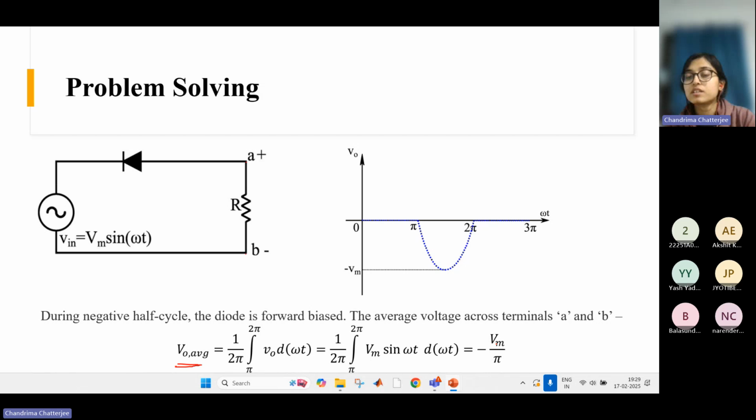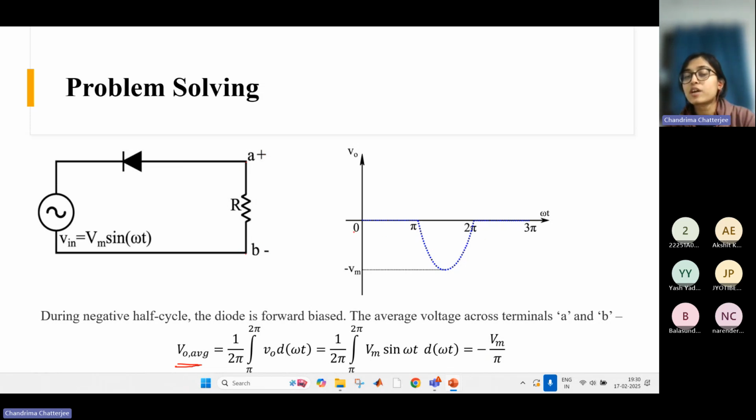So this is a negative average voltage. But as I mentioned, we are saying it is negative only because they have already mentioned in the question that you assume this terminal is positive and this is negative. If it was not mentioned prior, then we could have said it is positive also.